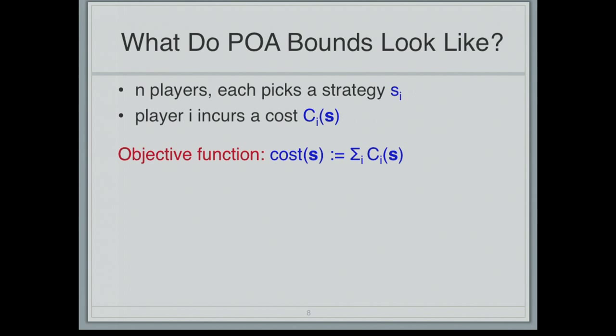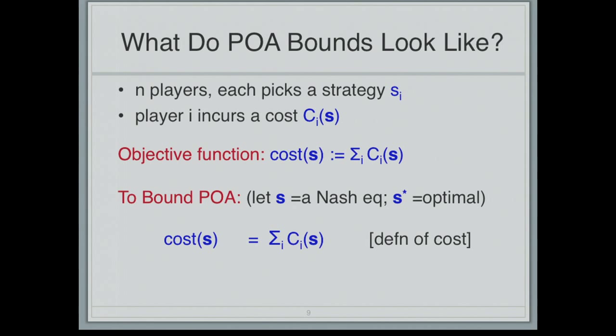So let me introduce some notation. This is really for any game with a finite number of players, each of whom has, later it'll be a utility function, for now it's a cost function. So this is a strategy profile, like a traffic pattern in a network. This is the cost that player i incurs in this particular strategy profile. And again, the assumption is we want to minimize the joint cost. So we're supposed to prove a bound on the price of anarchy.